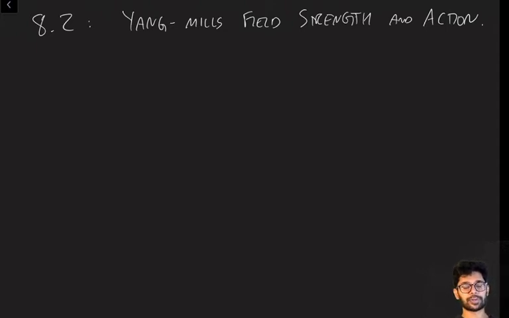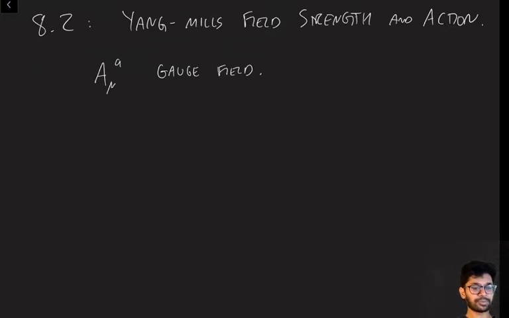Okay, so we just learned how to take non-abelian covariant derivatives, and we saw this required us to introduce a non-abelian gauge field, A mu A. Now that we have this, of course, we should try to build a gauge invariant action involving it, and that's what we're going to do now.